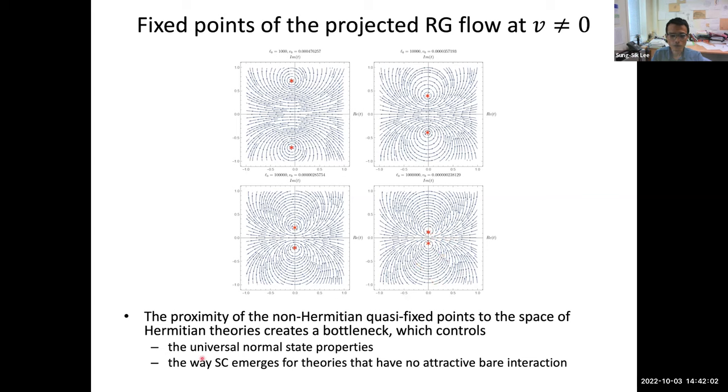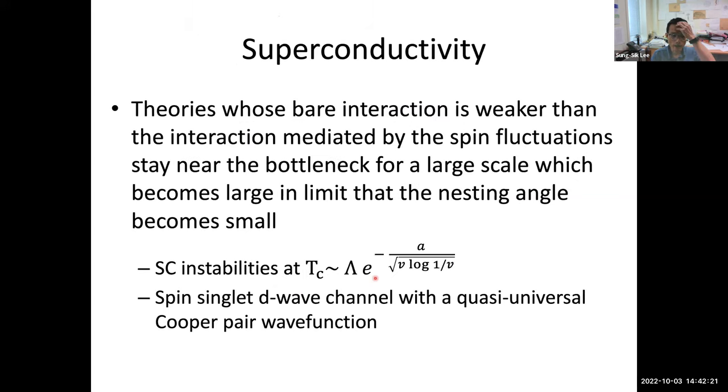And that actually controls, in the limit that the nesting angle is small, this bottleneck controls the normal state properties and also the TC for superconducting instability. That's why as the nesting angle becomes smaller and smaller, the TC becomes smaller, because it takes longer scale for the theory to escape that mechanism. And then, as is known from all your work, indeed, the most unstable channel is the spin singlet D wave channel.